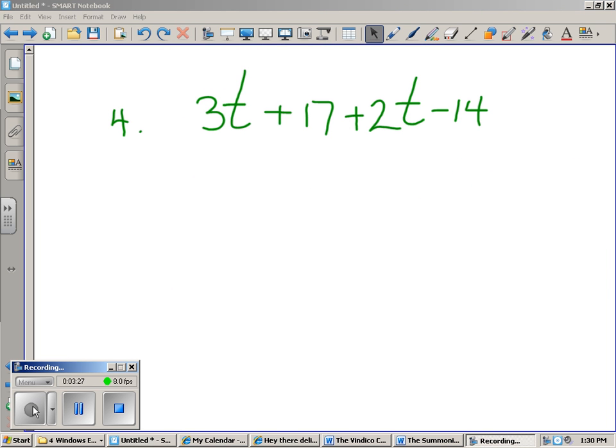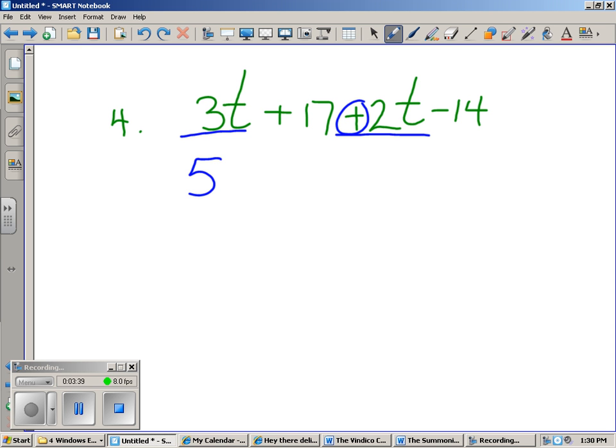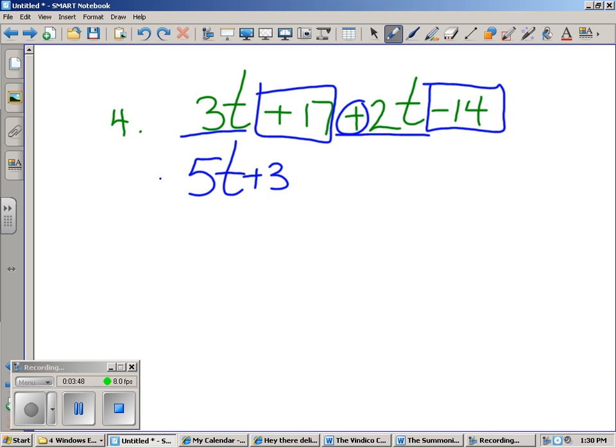So the next type of question that you're going to get is where it asks you to group your terms together. And here we'll group the t's, and 3t plus 5t, remember to include that sign, is 5t, and 17 minus 14 is positive 3. Now that's your answer up to that point, but then at the end, after you bring it together, they'll give you something like t equals 4.